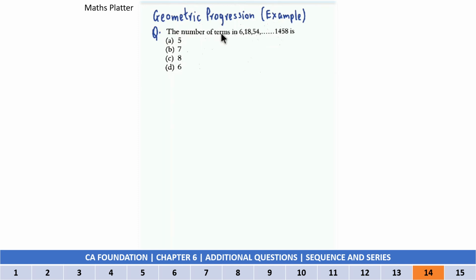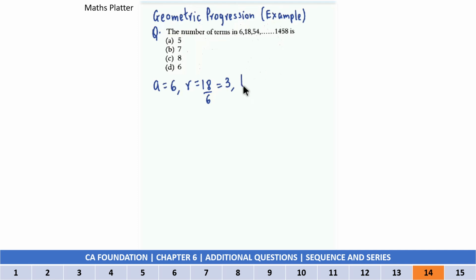The question is: the number of terms in the sequence 6, 18, 54, etc. up to 1458 is. This is the last term. So we have to obtain the number of terms in the given sequence. Here it's a geometric progression with the first term as 6. Second term divided by the first term, or third divided by second, can easily give us the common ratio. So 18 by 6, the common ratio is 3. See, 6 times 3 is 18, 18 times 3 is 54 and so on. So we obtain the common ratio as 3.